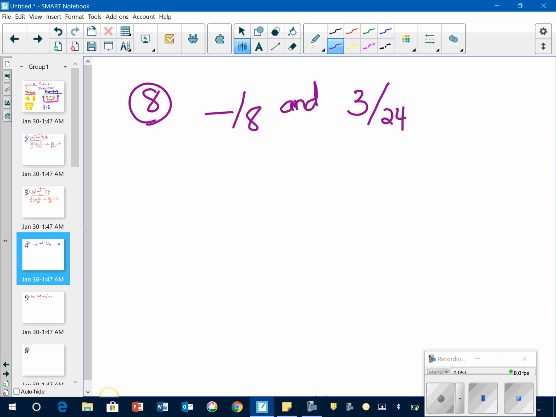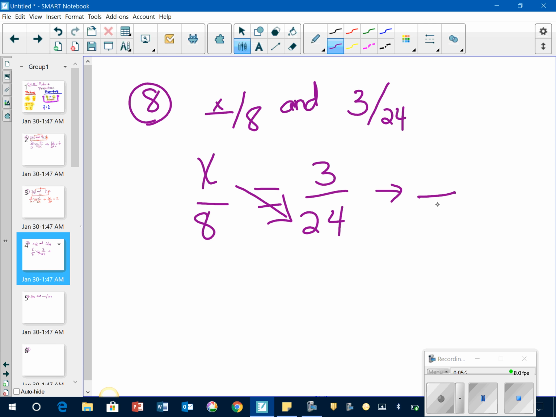Okay, now on number 8, we have our x over here. So x over 8 equals 3 over 24. Again, whatever you multiply the x by, it goes on the bottom. So 24 times x would be 24x. 8 times 3 is 24. So 24 divided by 24 is 1.